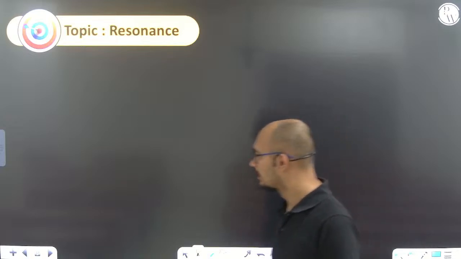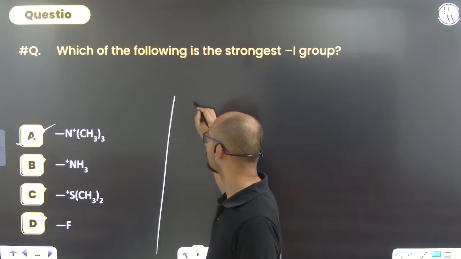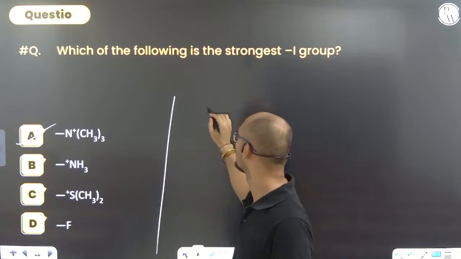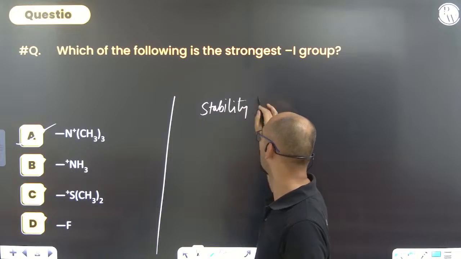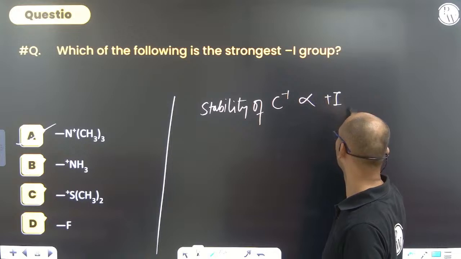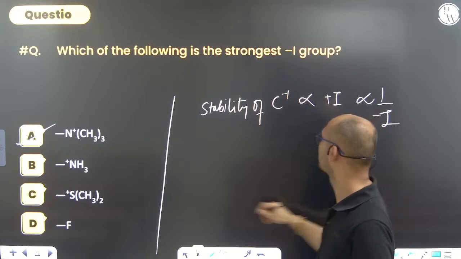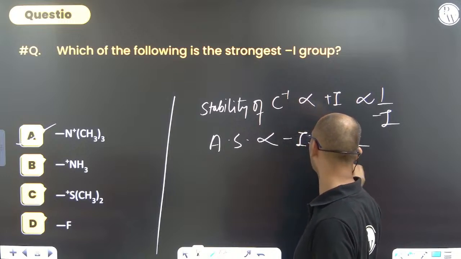Next, move ahead. Now resonance. I directly come to the resonance. Now see what things are told from the inductive effect. There are many things that we can say. Always remember, stability of carbocation is directly proportional to plus I, but inversely proportional to minus I. Acidic strength is directly proportional to minus I, but inversely proportional to plus I.